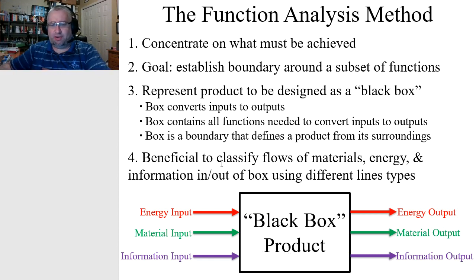Okay, and so it's beneficial to classify flows of materials, energy, and information into and out of the box using different line types. So I use different colors: red for energy, green for materials, and purple for information. Okay.